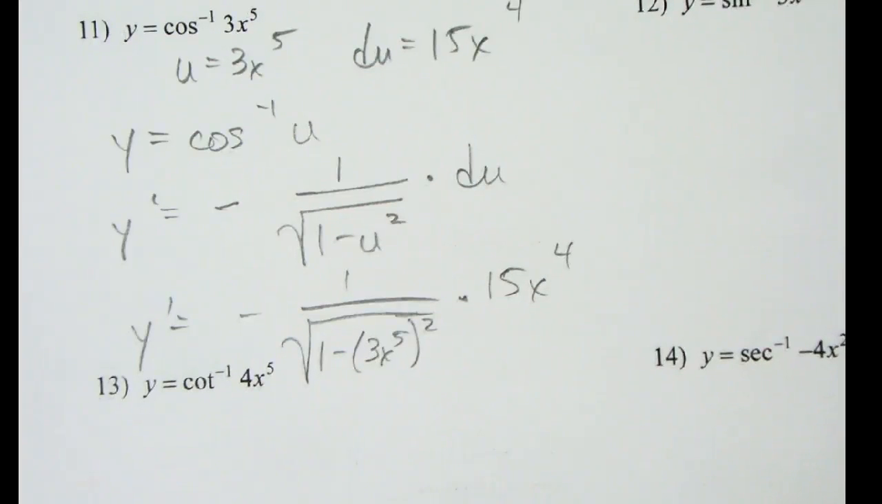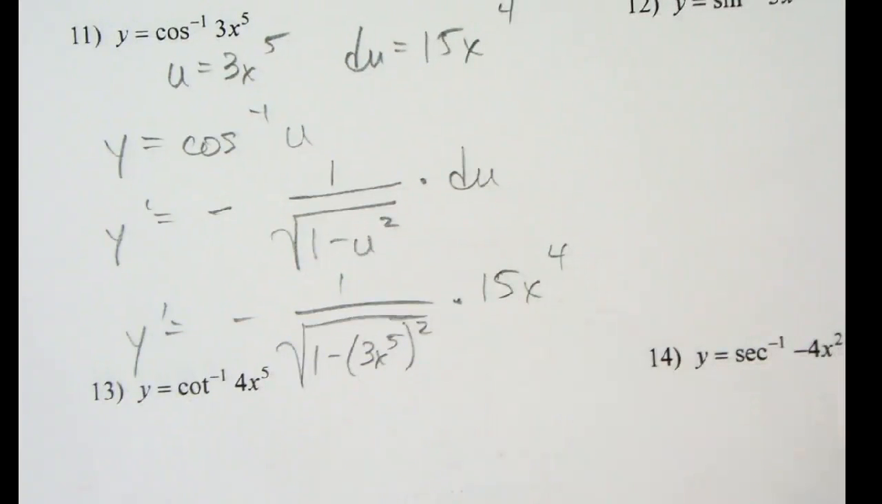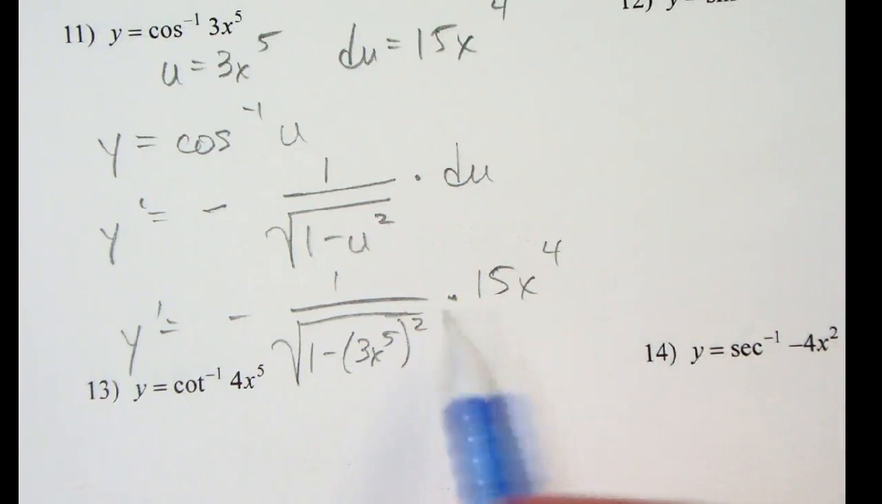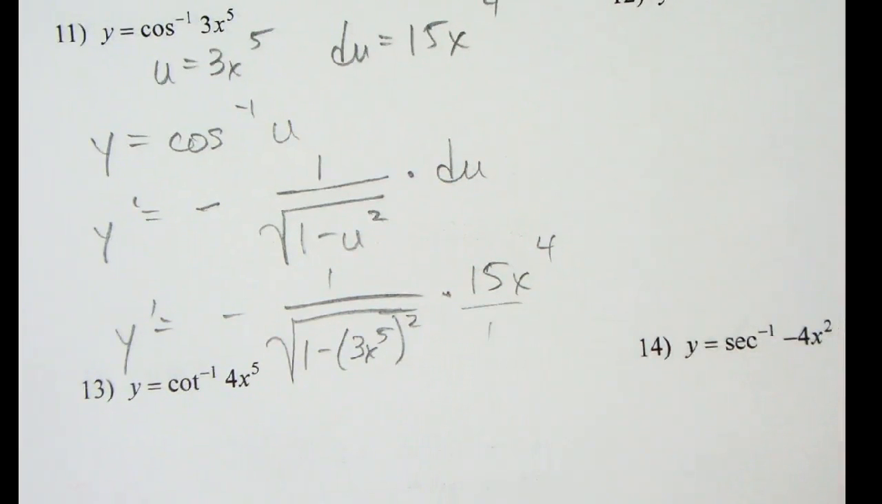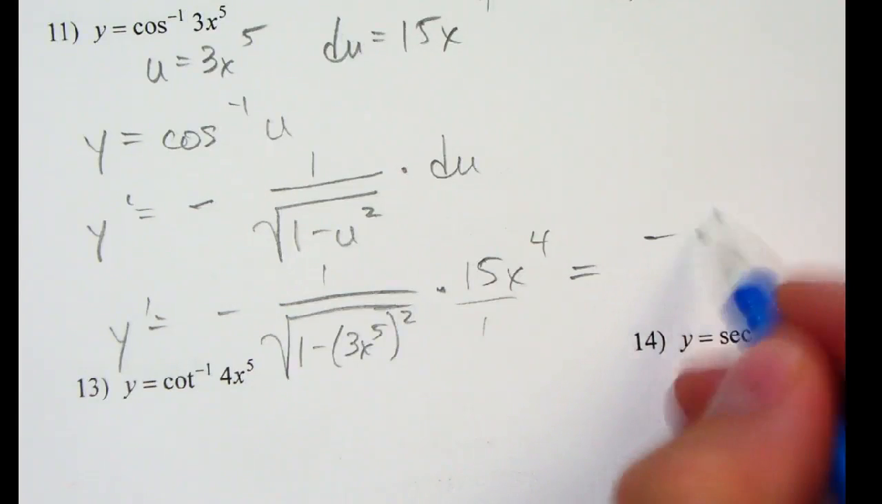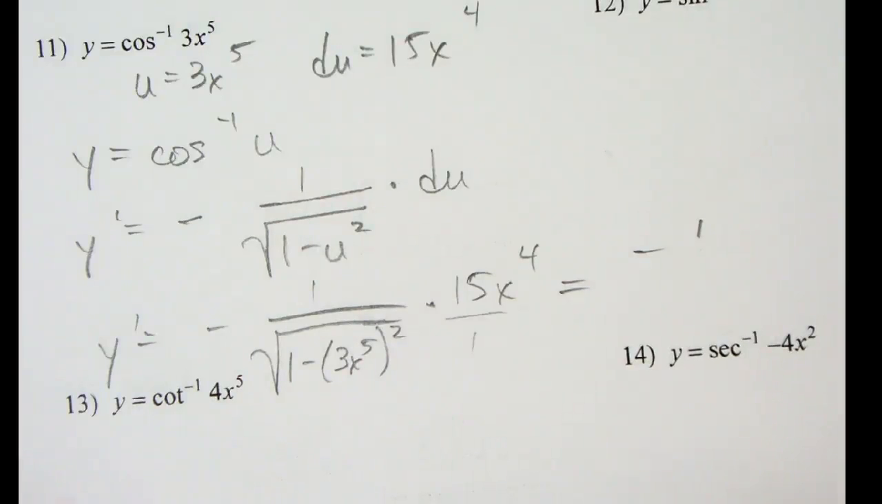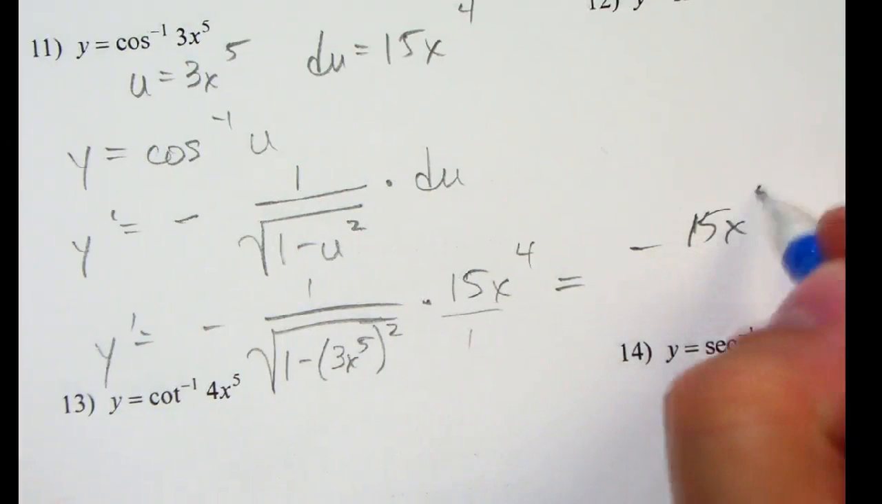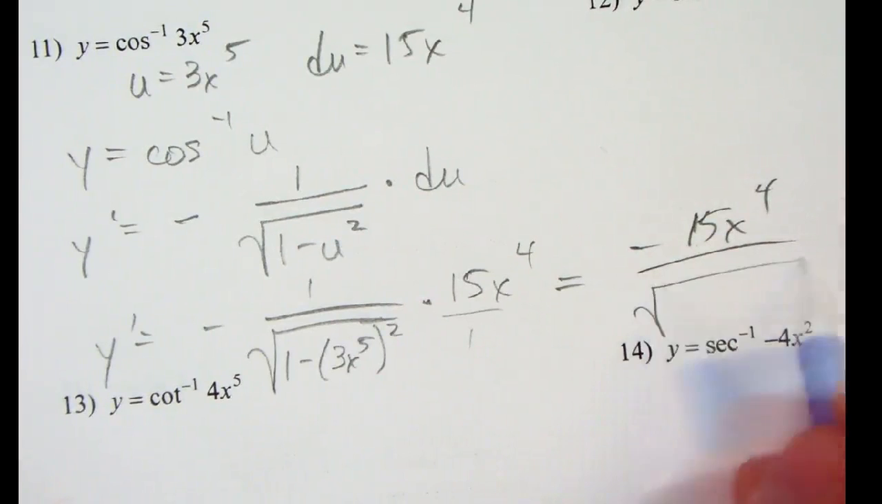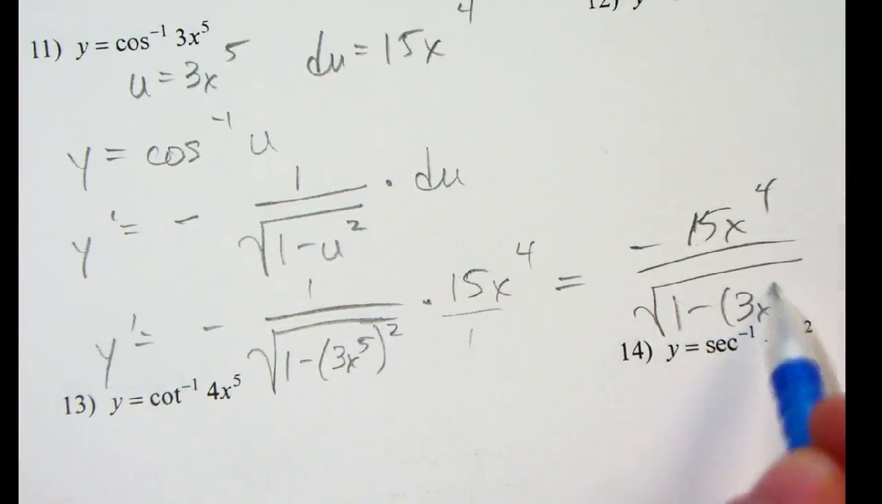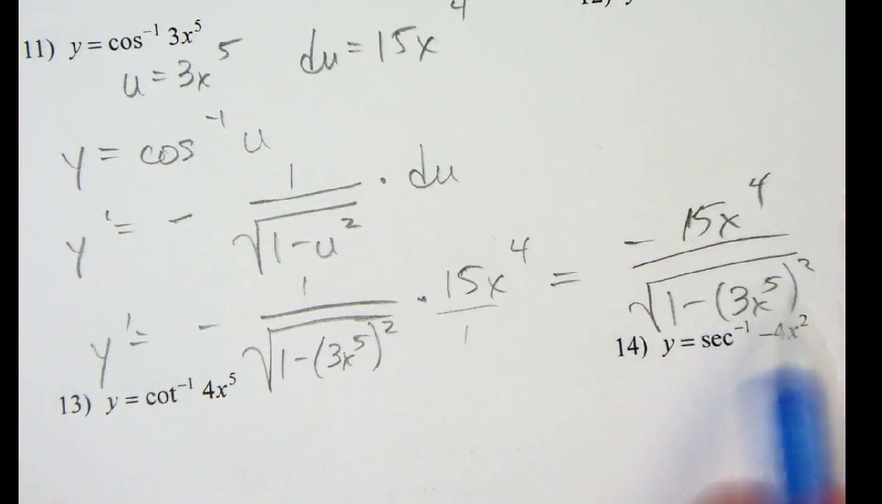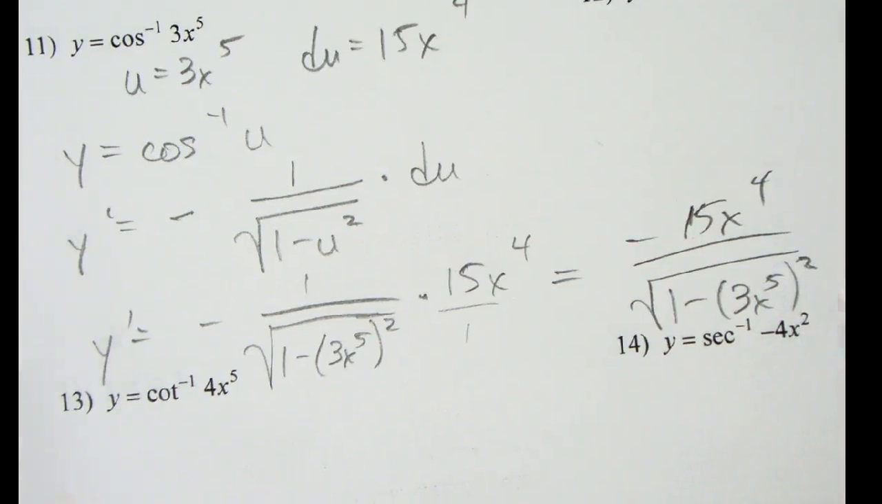The only thing I would ask you to do to simplify would be to write this as one fraction. So this is really like times 15x to the 4th over 1. And if you multiply straight across, you just end up with the 15x to the 4th on top of the square root of all this nonsense. And you can leave this part here. You don't have to square that, and you'd probably just make your life harder for no reason if you did try to. So leave it like it is.